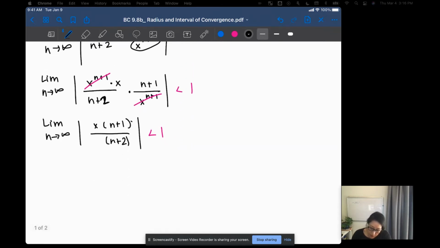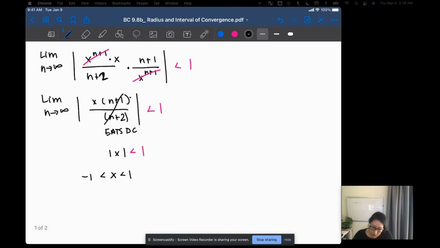When I apply the infinity, I can see I'm going to get infinity over infinity, but I also remember that this is an EATS DC situation. So today I'm going to take the shortcut and just say that these n+1 and n+2 are really going to cancel each other out in terms of rate. So I just get the absolute value of x has to be less than 1. Let's split this absolute value into less than 1 and greater than -1. So x has to be less than 1 and greater than -1.